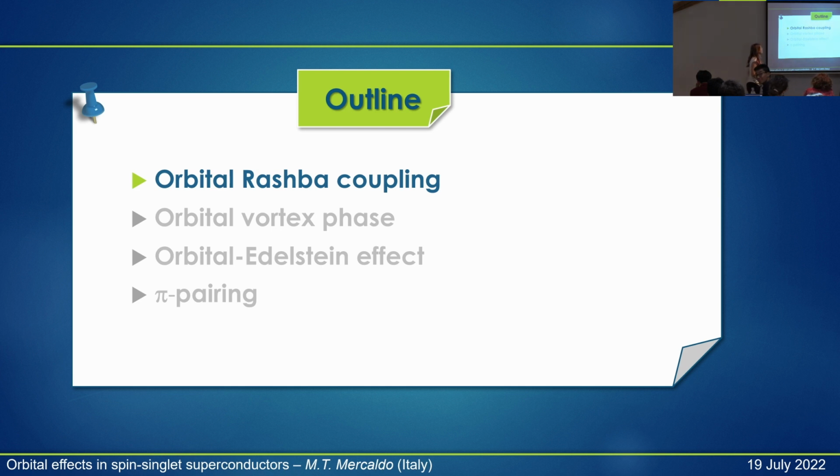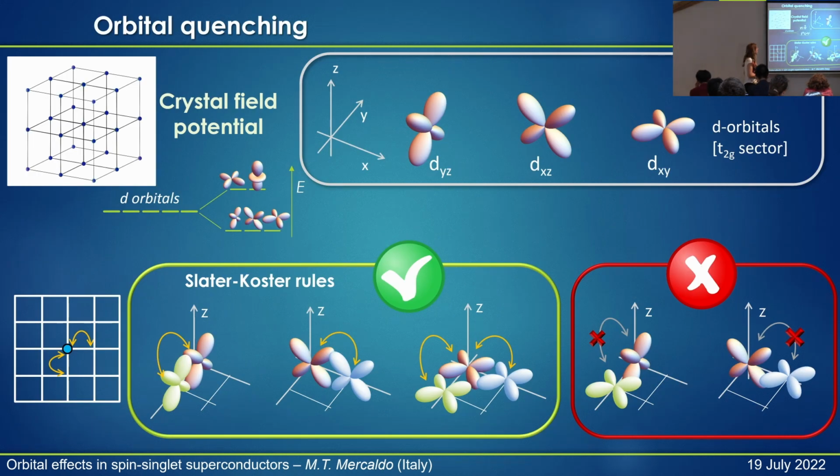Since this is an expert audience, I can be very brief in the introductory part. But just let me say a few things. As we all study in a textbook, we have the quenching of the orbital moment due to the crystal field potential. And also we have the splitting of the orbitals, but these orbitals all have 0 projection of the orbital moment. Also, not all the couplings are allowed. Only some couplings with same orbitals are allowed by symmetry. This kind of hopping terms are not allowed.